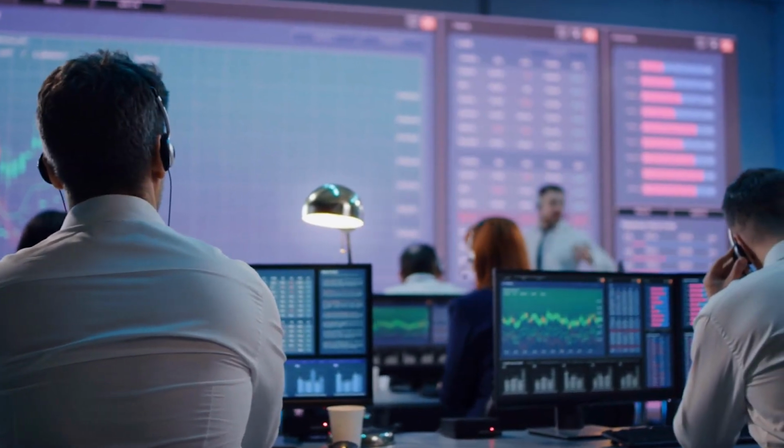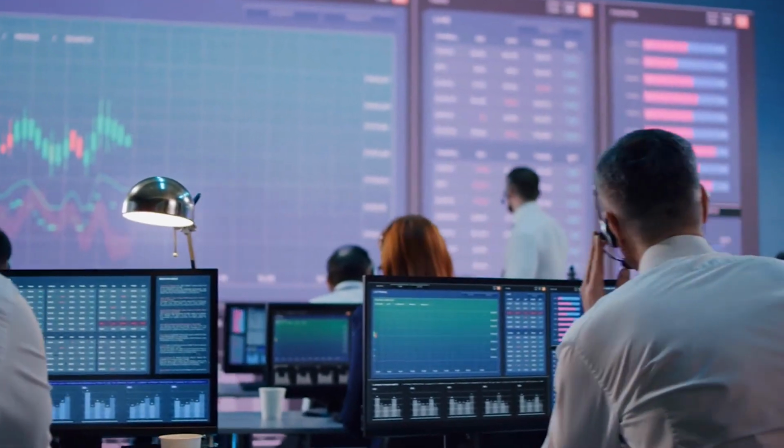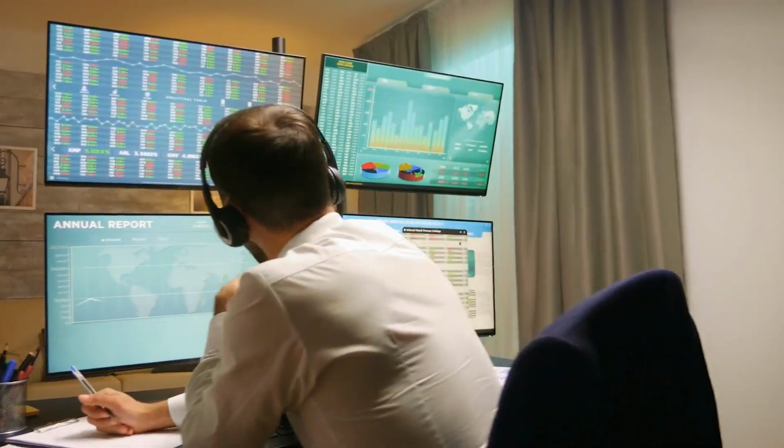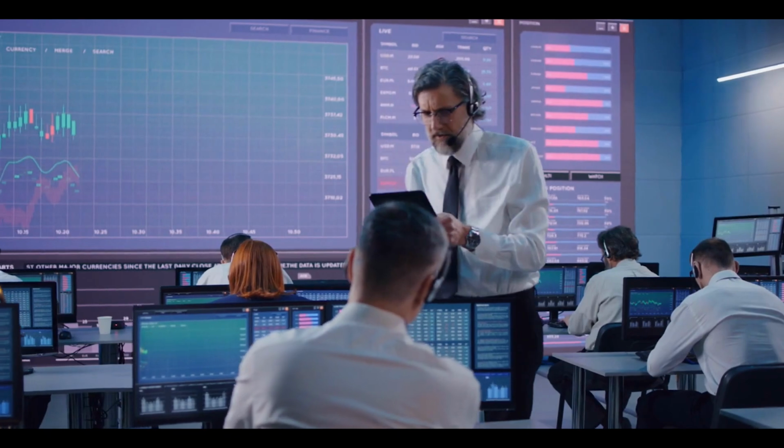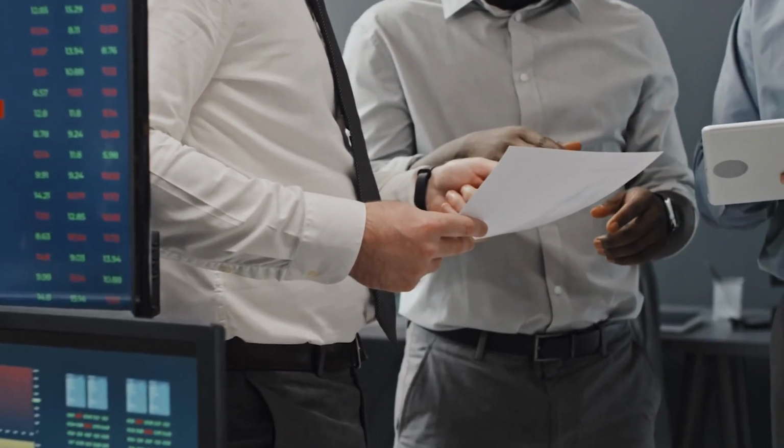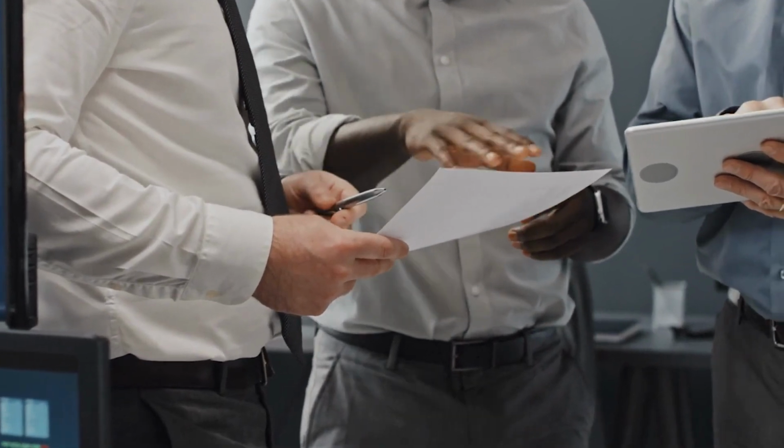For example, if the value of your stock investments has increased, you might want to sell some of those stocks and use the proceeds to buy more bonds or real estate. This will help maintain your desired asset allocation and reduce your risk.